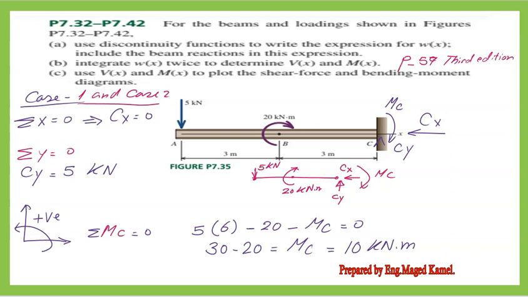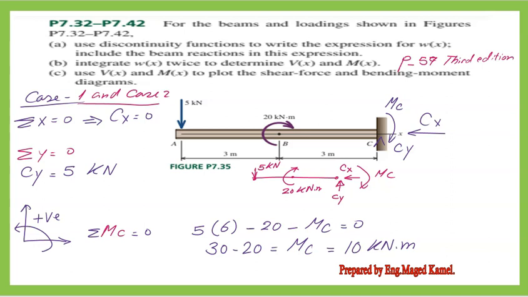From sigma Fx equals 0, since there are no acting horizontal loads, we'll find that Cx equals 0, while from the summation of Fy equal to 0, we have only one vertical load, so Cy equals 5 kilonewton. For the positive direction, from left to right and from the bottom to top are positive for horizontal and vertical loads, while for the acting moment, we have anti-clockwise direction as positive.